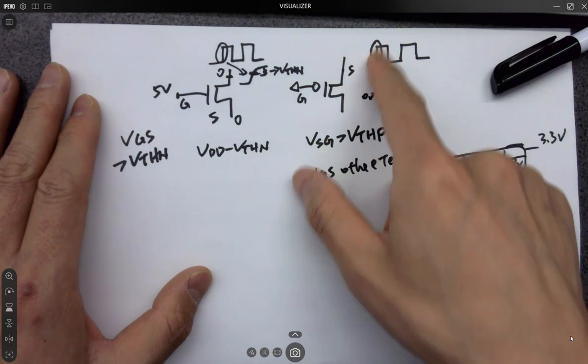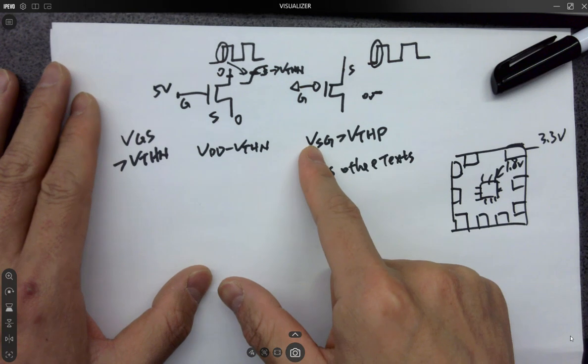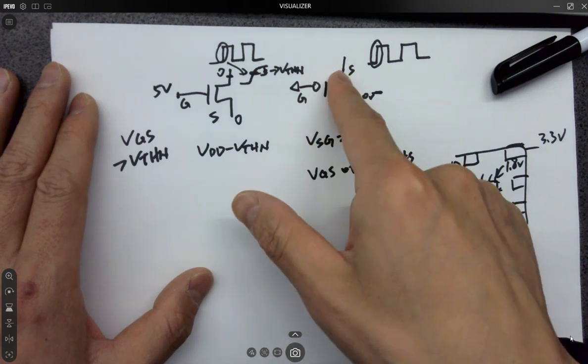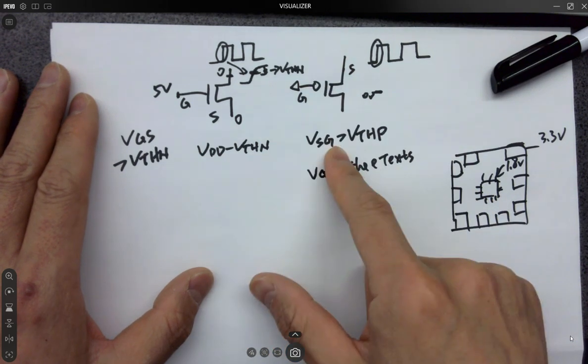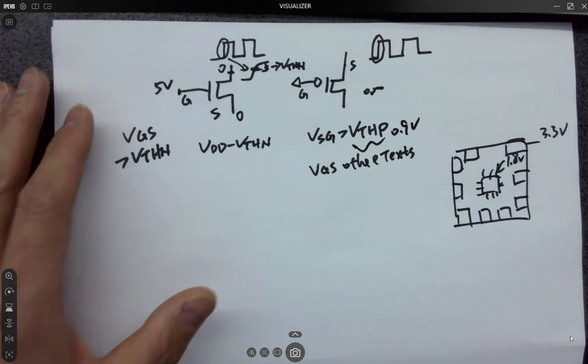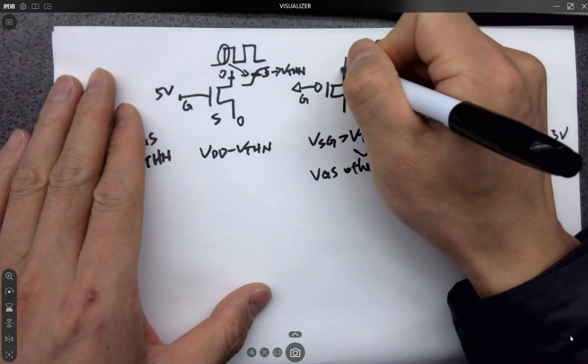So if you look at the ramp, VSG is larger than VTHP. We're constantly using a positive voltage over here, which is fine, because VSG becomes positive. It's larger than, usually this is 0.9 volts. Okay, 0.9 volts. So in that case, if S is 0 volts, what's going to happen?